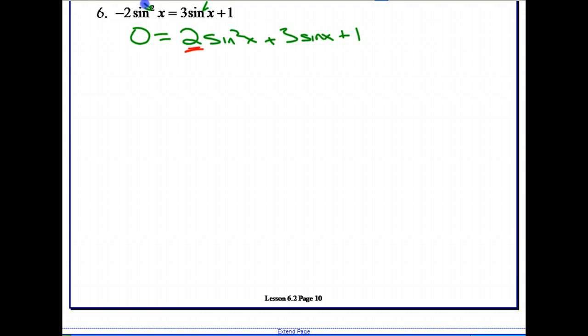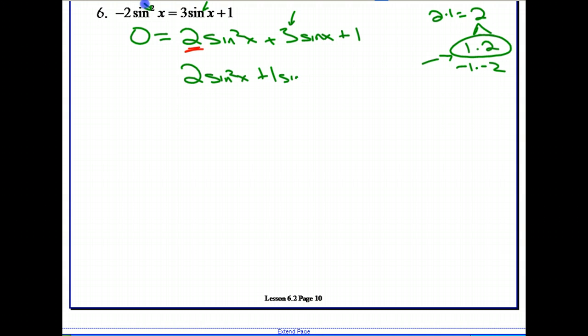Okay, how do you factor when your leading coefficient here is a 2? Well, then you take that 2 times the last one, the 1, and 2 times 1 is 2. And you break up the 2, and how do I get 2? 1 times 2, negative 1 times negative 2. I'll go with 1 times 2 because I add that up, and that gives me the 3. So if you forgot how you factor that way, certainly you can ask it in class as well, but I get 2 sine squared of x, and I've got my 1 and 2, so I'll go plus 1 sine x plus 2 sine x plus 1.